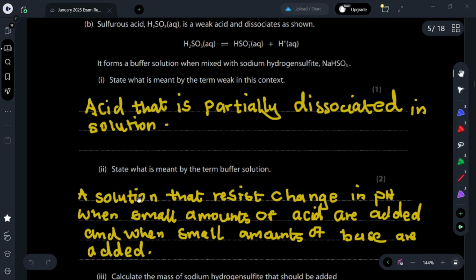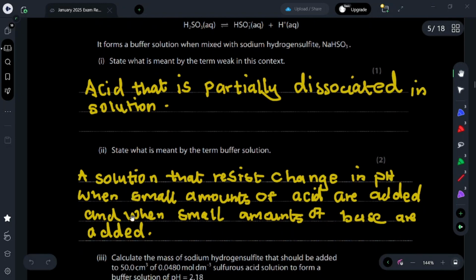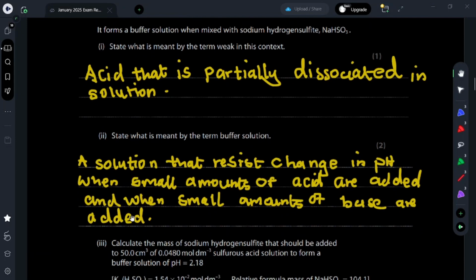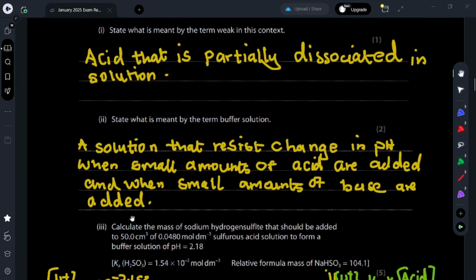What's a buffer solution? These are the direct questions that we must ensure we get right. They are definition questions which we can get directly from textbooks, research or notes. So any direct question, what is the meaning of a weak acid? What's the meaning of a weak base? What's the meaning of a buffer solution? They are some of the questions we must ensure that we get those marks. We don't lose those marks. A buffer is a solution that resists change in pH when small amounts of acid are added, or when small amounts of base are added.